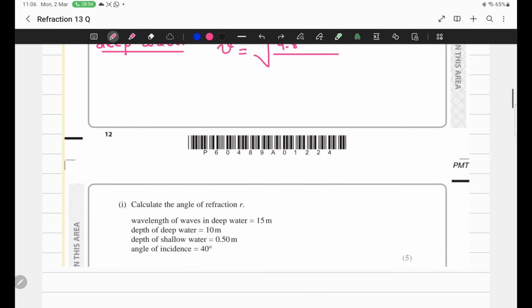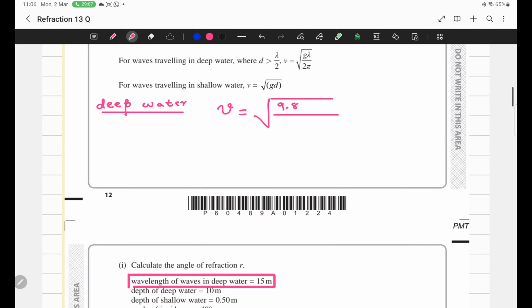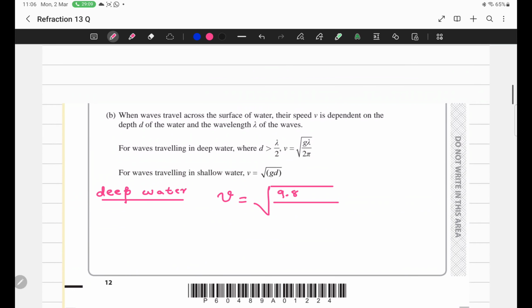Then lambda. We are given the wavelength lambda, and this wavelength is in deep water. The wavelength is 15 meter. So g is 9.8, wavelength in deep water is 15 meter, 2 is constant, pi is constant. What is the speed of water wave in deep water?